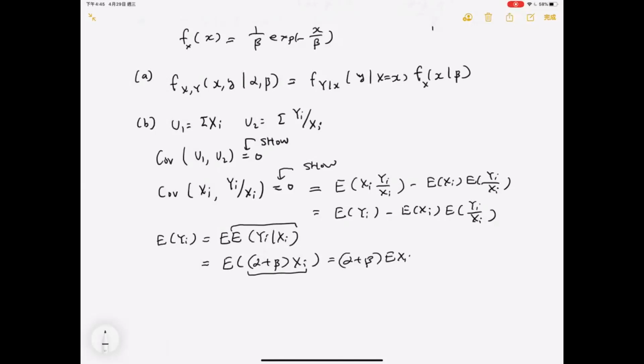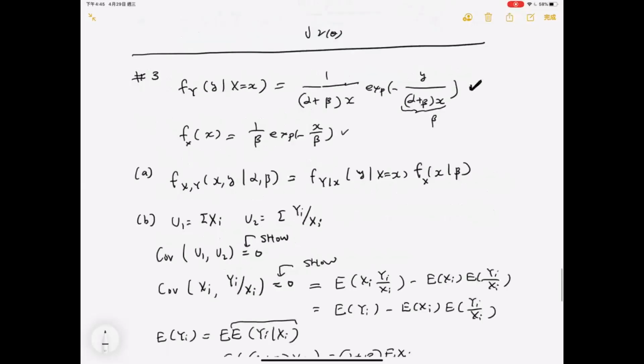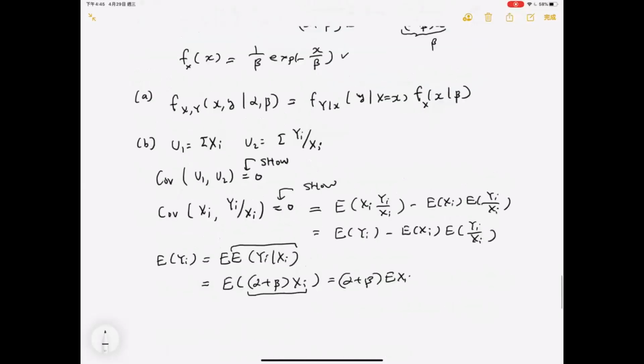And then you do have alpha plus beta, then E[Xi]. And you also know E[Xi] from here. It's 1 over beta. So that means everything is alpha plus beta times beta. E[Xi] is beta, so beta right here. That's E[Yi Xi]. Okay?